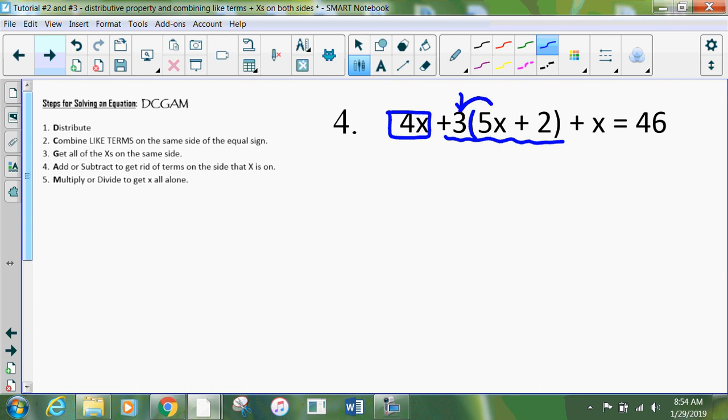So here we go. 3 times 5x is 15x. 3 times 2 is 6. And I'm going to bring down everything else. Now, I'm not going to forget to bring down that 4x.